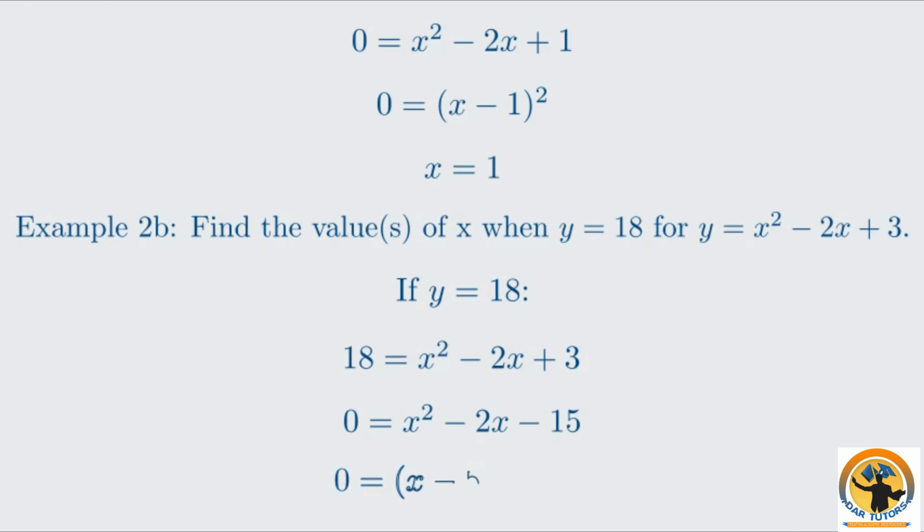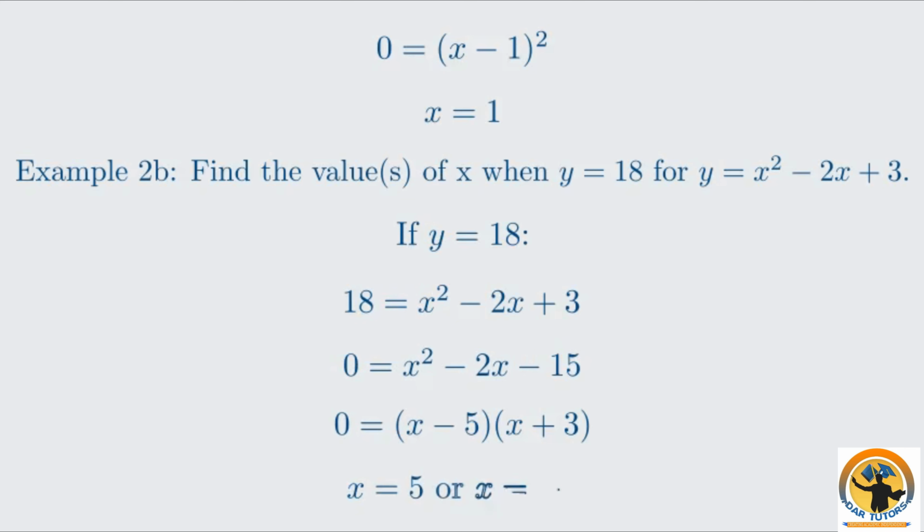We look for two numbers that multiply to -15 and add to -2. Those numbers are 3 and -5. So the equation factors to the quantity x minus 5 times the quantity x plus 3 equals 0. This yields two solutions. x equals 5, or x equals -3. This tells us that the parabola intersects the horizontal line y equals 18 at 2 points, (-3, 18) and (5, 18). So, we've now seen how to use substitution to turn a quadratic function into a quadratic equation, and how to solve it to find the x values for a given y value.